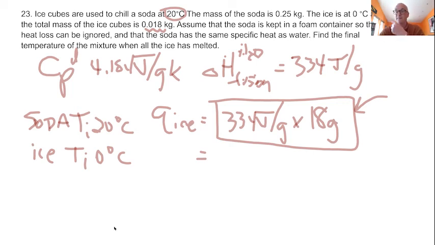Because now we have, the ice is gone, but now we have ice water, which is at 0. So how do we figure out Q for the ice water? Remember, Q equals mass times heat capacity times delta T, right? So our mass is 18 grams. What's our heat capacity? 4.184. But that's for liquid water.